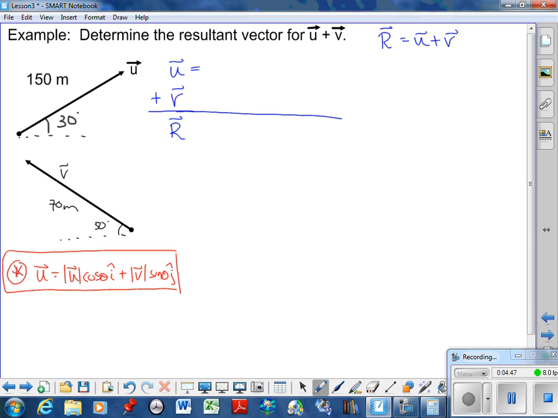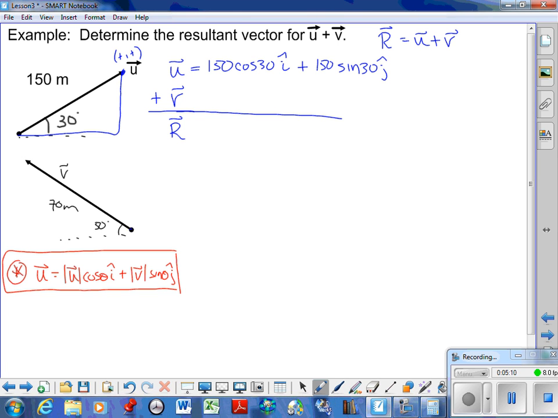So coming back, the magnitude of u is 150. If I think of it as an xy coordinate, both coordinates are going to be positive. So 150 cos 30 i plus 150 sin 30 j. So that's what the u vector is.